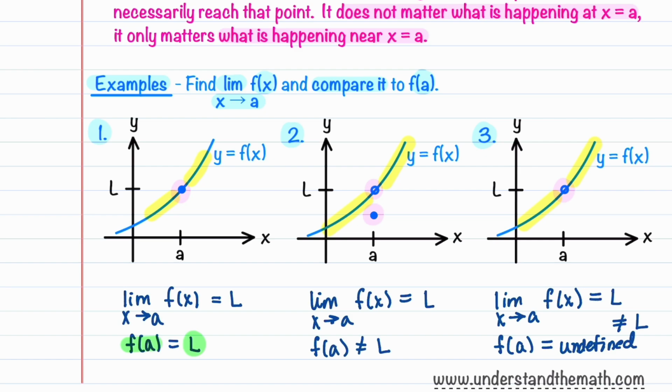Let's summarize this before going on. In example 1, our function value at a was equal to our limit. In example 2, our function value was defined but not equal to our limit. And in example 3, our function value was undefined and also not equal to our limit.